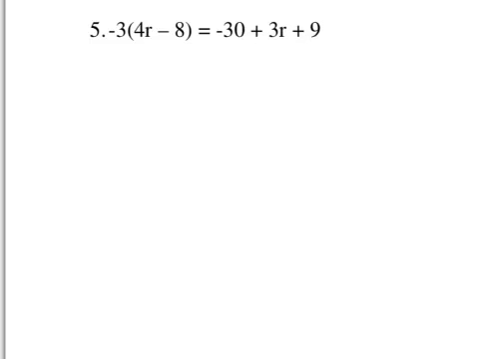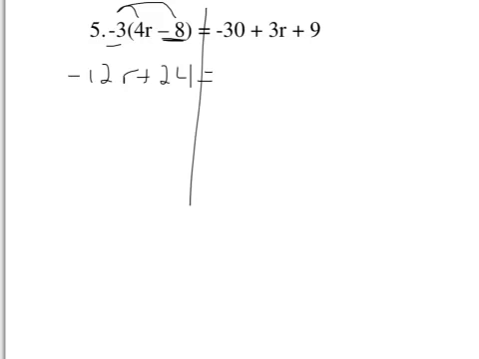Example 5, I'll start by separating the left side and the right side of the equation. I will look at the left side first and see if there's anything I can simplify. And I see distribution here, so I'm going to take the negative 3 times each of these. So negative 3 times that 4r gives me negative 12r. Negative 3 times negative 8 is positive 24. Equals. Now we look at the right side of the equation and I simplify if possible.